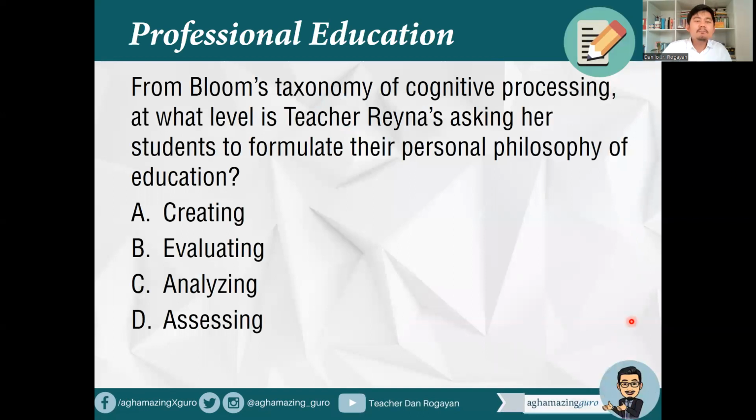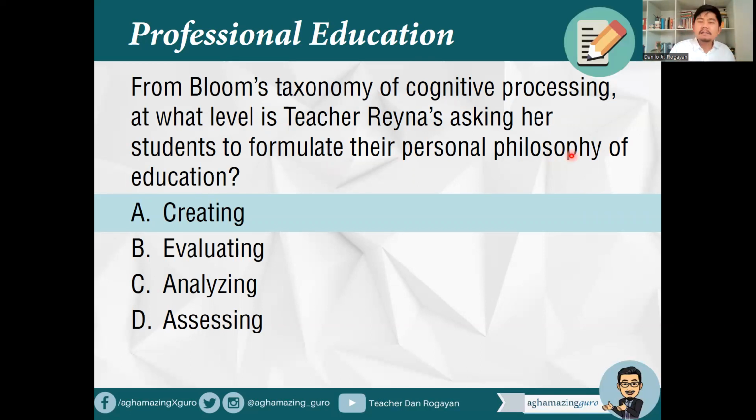Next question. From Bloom's taxonomy of cognitive processing, at what level is Teacher Reynas asking her students to formulate their personal philosophy of education? A, creating, B, evaluating, C, analyzing, D, assessing. What is the answer, teachers? Of course, that is creating because of the word formulate. When you say formulate, you build your own philosophy of education.